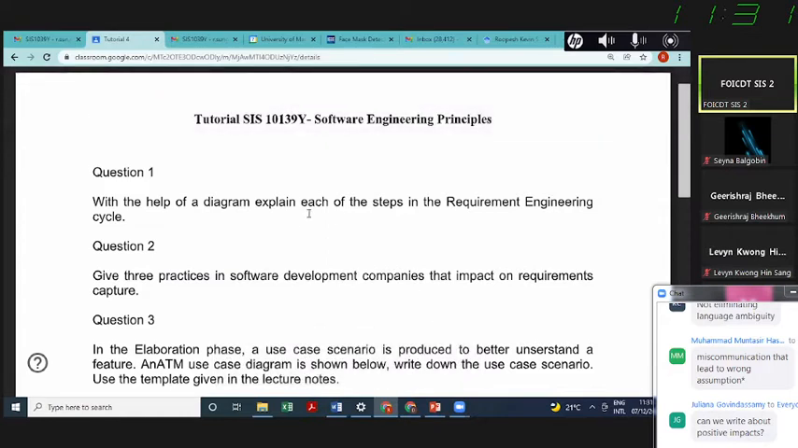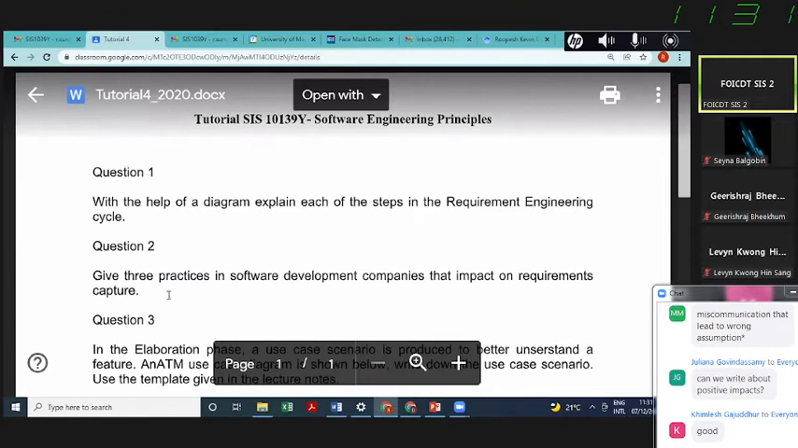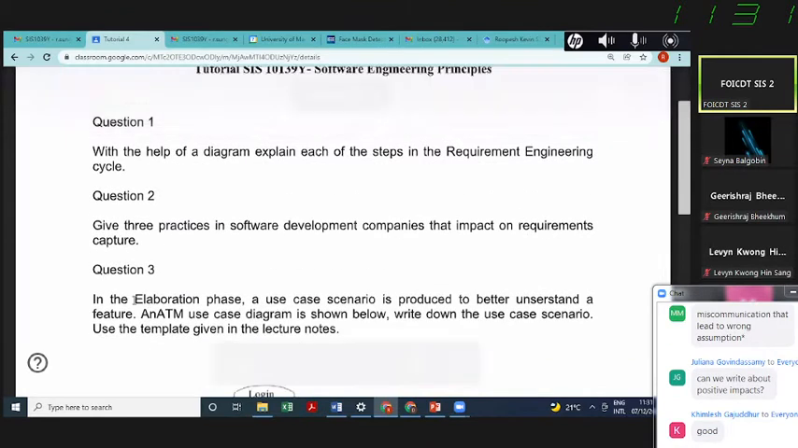Is it okay for question number 2? Anything not clear? Any other thing you would want to add? Okay, it's good. Question number 2. And question number 3.